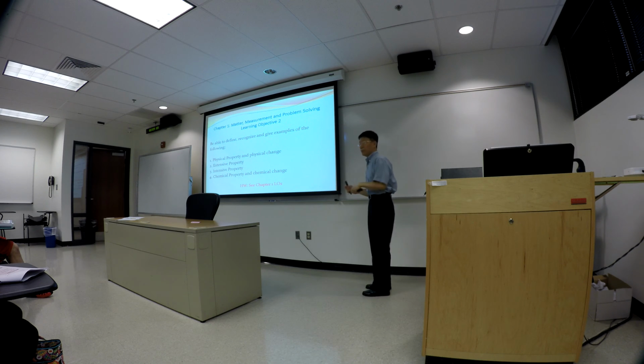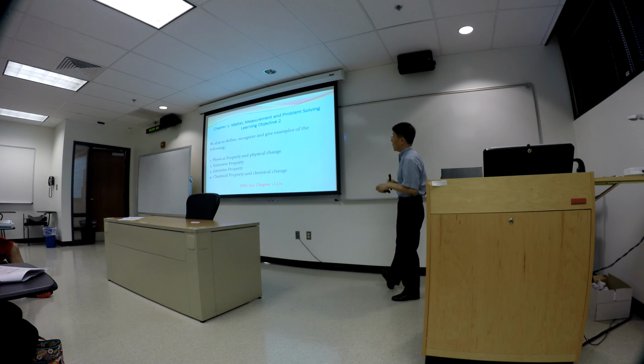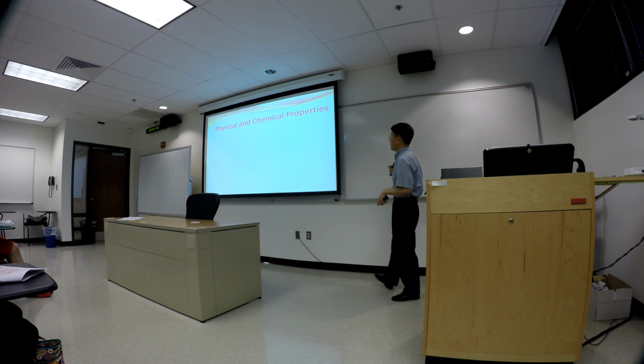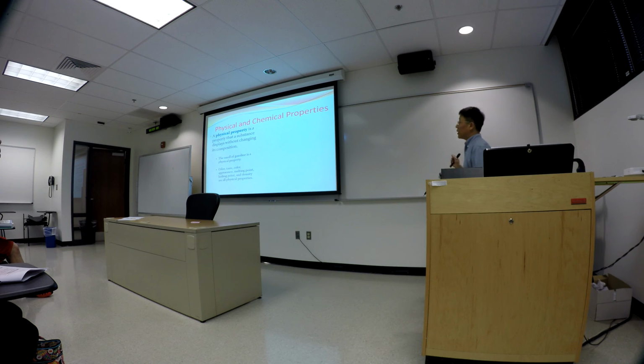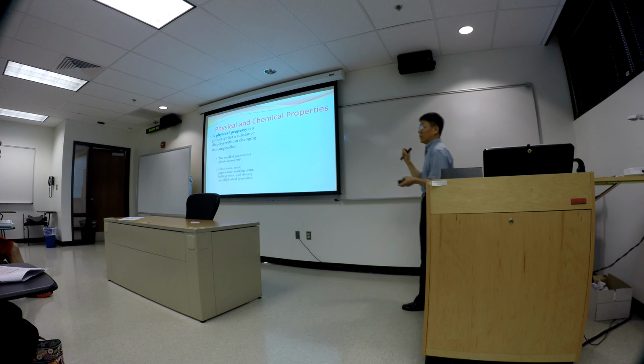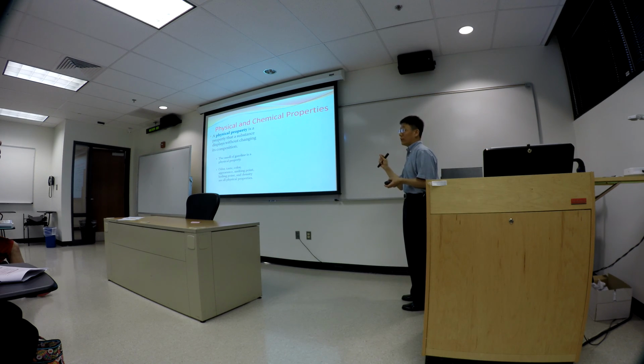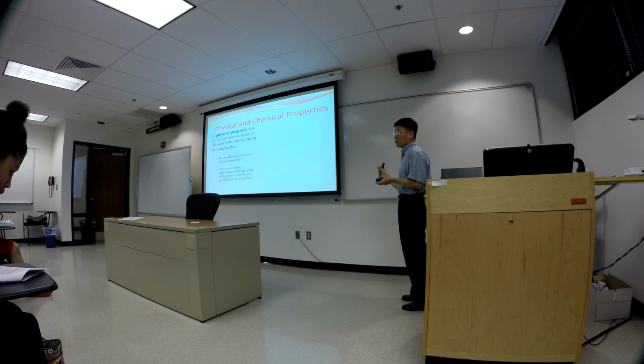So we are going through a lot of definitions right now, and make sure that you pay attention to how we define each term. Talking about the physical and chemical properties, a physical property is a property that a substance displays without changing its composition. Water going from solid to liquid to gas, it's still water.